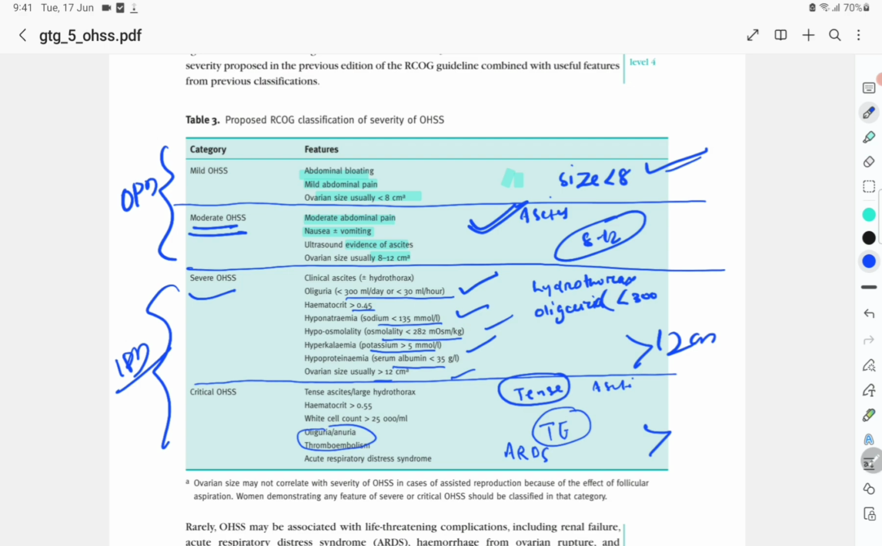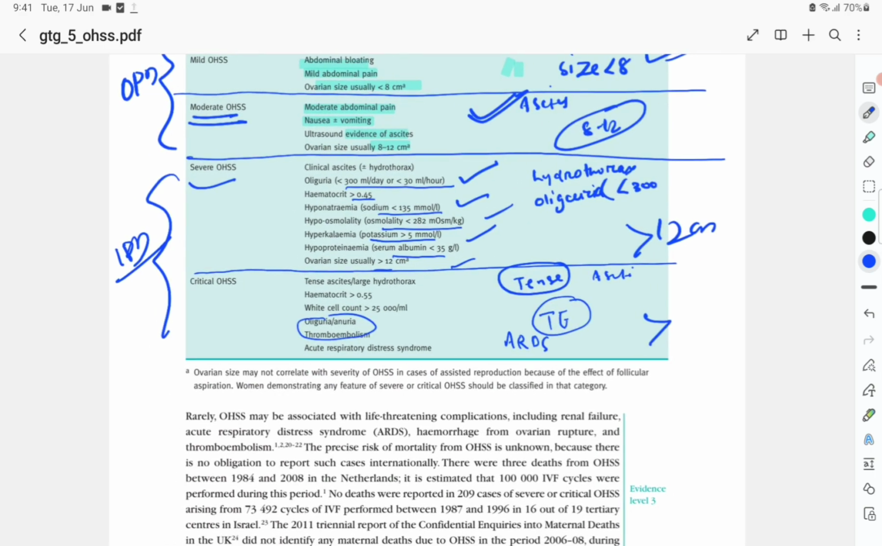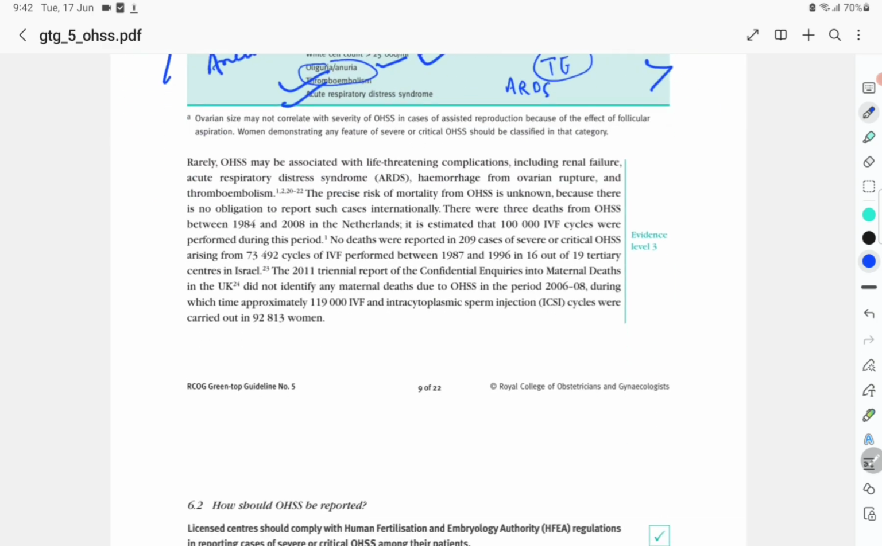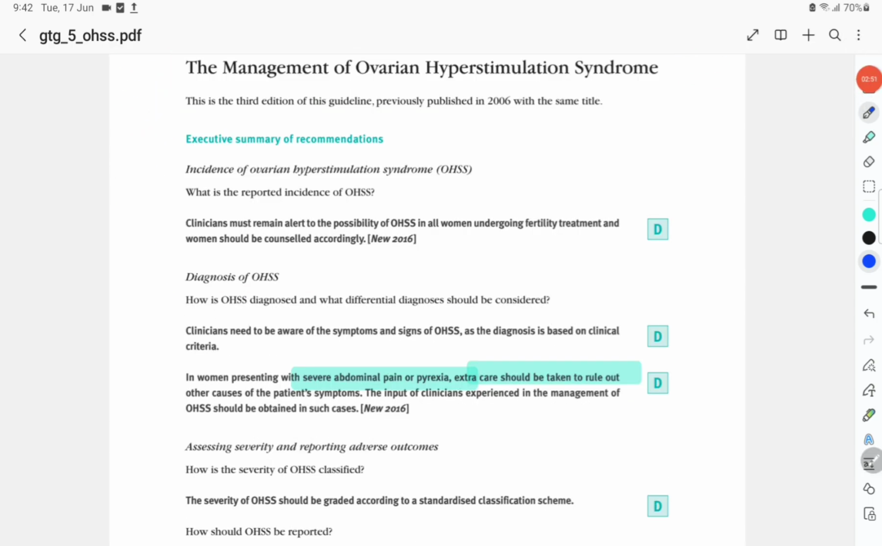Severe OHSS: ascites started from the moderate cases, the hematocrit rises more, oliguria occurs, with hyponatremia, hyperosmolality, hyperkalemia, hypoproteinemia, and ovarian size more than 12 centimeters. Critical OHSS: there will be ascites, but tense ascites. If you see any question that asks for tense ascites, then you have to mark it as critical OHSS. And hematocrit is 55%, white blood cell count is more than 25,000. Oliguria or anuria, very important. Here it is oliguria, but here you have to add anuria. And thromboembolism, ARDS symptoms. Okay. So these are the conditions; next we go to the management part.